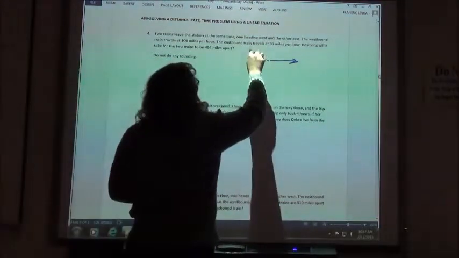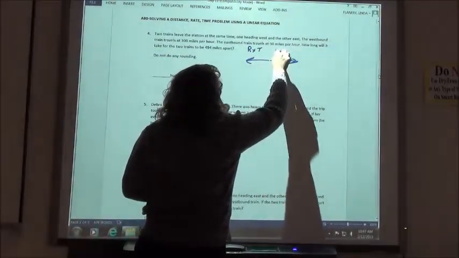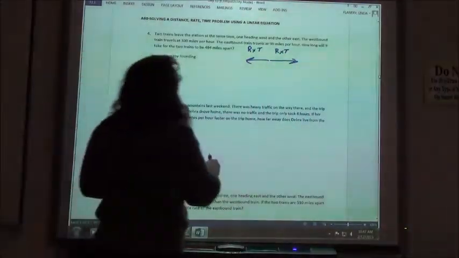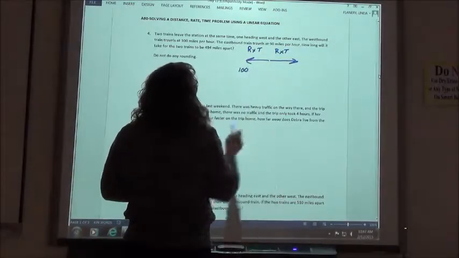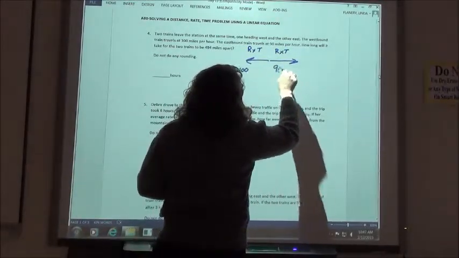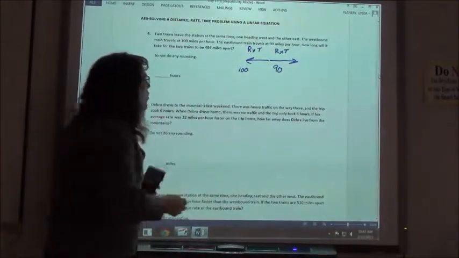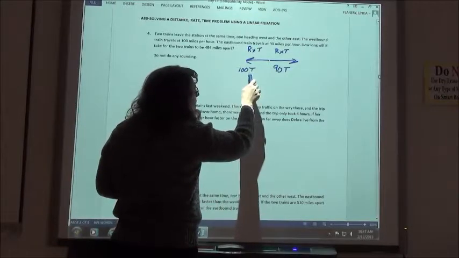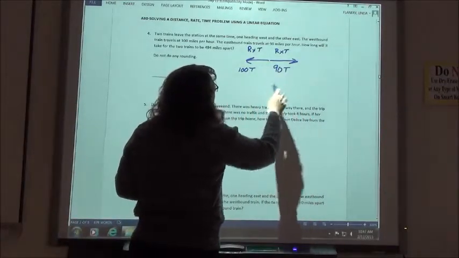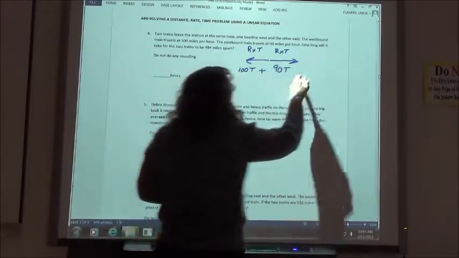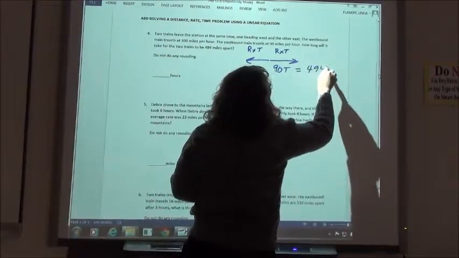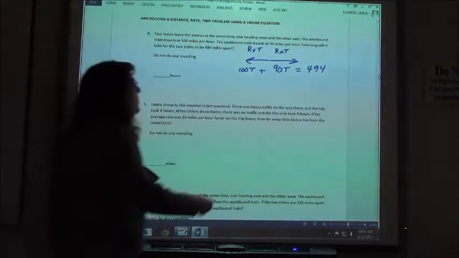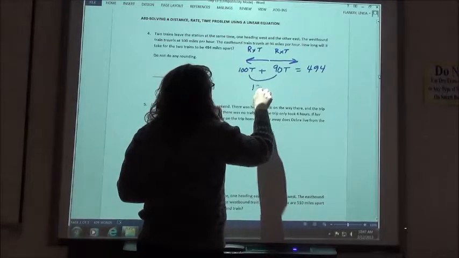Well, we know that if we take the rate times the time for each of these, we get the distance. So the rate of the westbound train was 100. The rate of the eastbound train is 90. We are looking for how long, so we're trying to find the time. So the distance here is 100 times the time. The distance here is 90 times the time. If we add them together, our total distance is 494 miles apart. So 100 plus 90 would be 190, combining those two things.